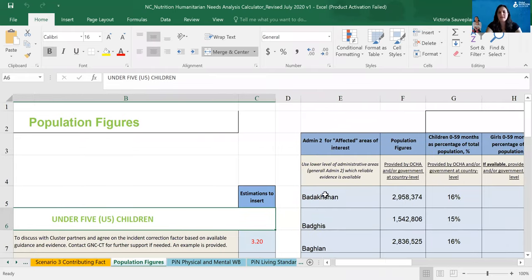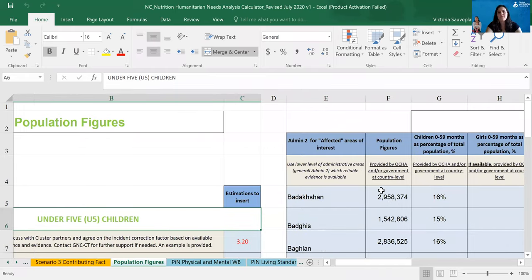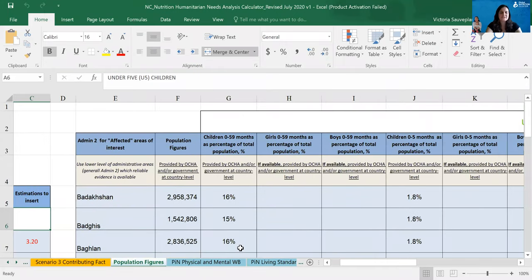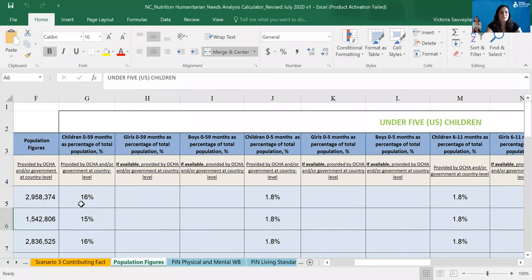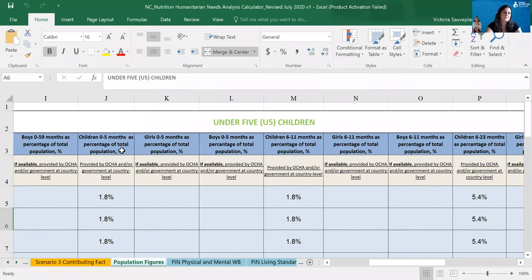And we would have our population figures and the percentages of each of the key target groups. So here we have children 0 to 59 months. We also have disaggregated data if available. And we're working here with percentages. So we provided some starting percentages here for 0 to 5 months and 6 to 11 months. But of course, if you have data at country level, these will all be changed and adapted to your country.